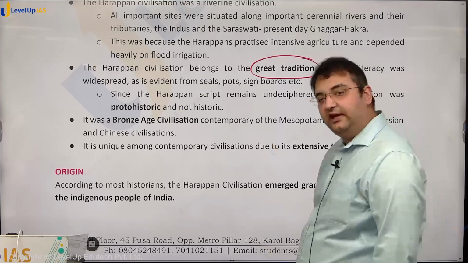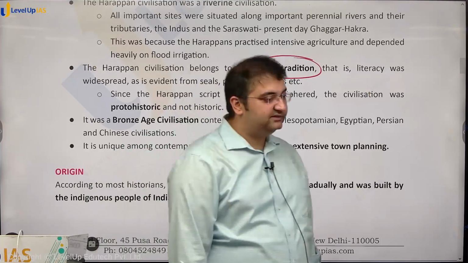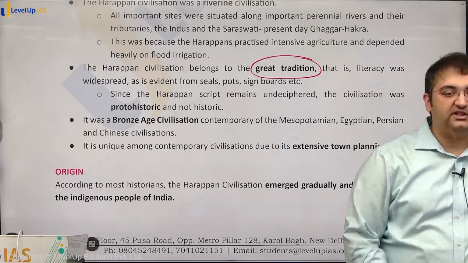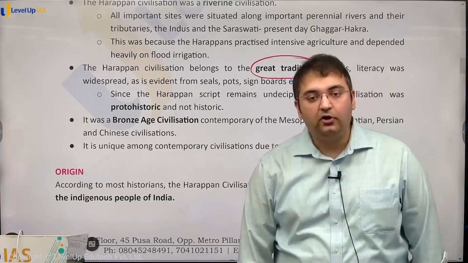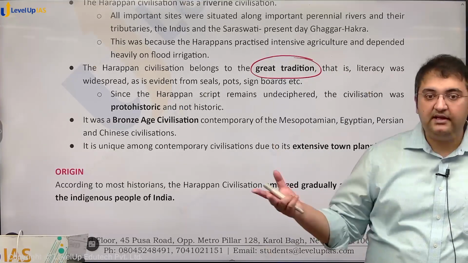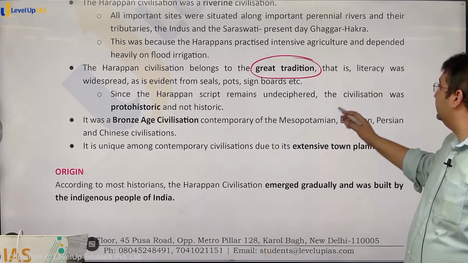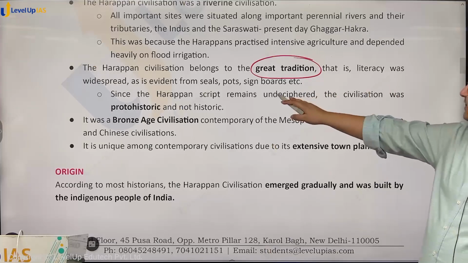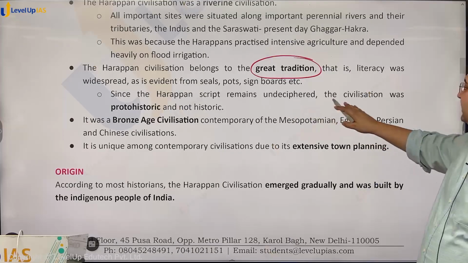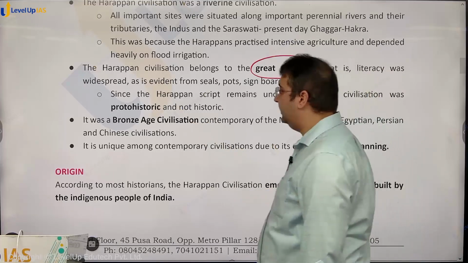Specimens of the Harappan script, where have they been found from? Have they been found from walls of monuments or great temples? No. They have been found from objects of daily use, such as seals or pots or signboards, meaning that ordinary people were making these symbols, right? Ordinary people were doing all this writing, right? That is, literacy was widespread, as is evident from seals, pots, signboards, etc. Since the Harappan script remains undeciphered, the civilization was proto-historic and not historic civilization, right?